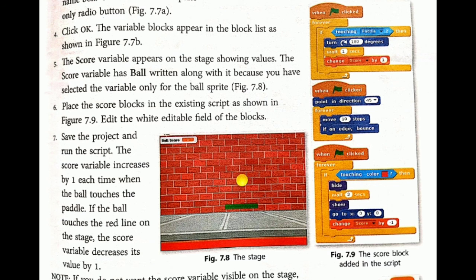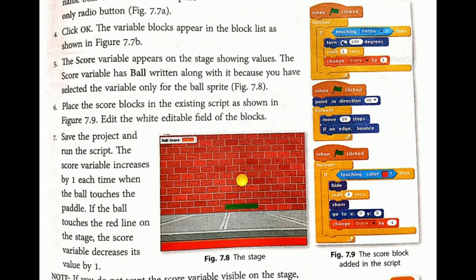Okay, the variable block will appear in the block list like what you see in figure 7.7b. So now our variable block will look like figure 7.7b. Okay, and look at step number 5. The score variable appears on the stage showing the value. The score variable has bold written along with it because you have selected the variable for this sprite only.